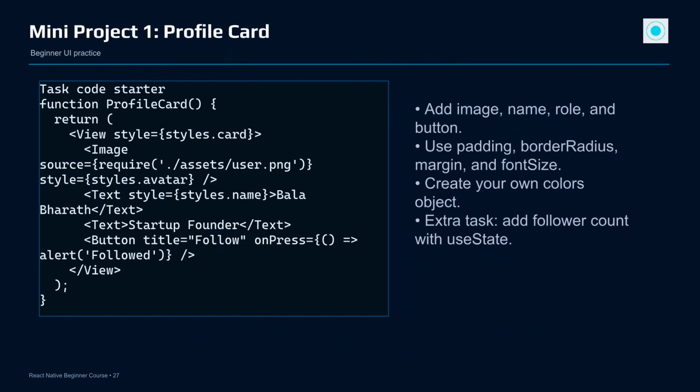Let's put theory into practice with a profile card project. Build a UI that displays a user image, name, and role. Add a follow button and use useState to manage a simple follower count. This exercise will test your styling, image handling, and state management skills all in one go.